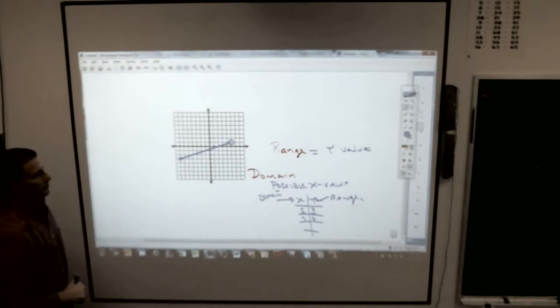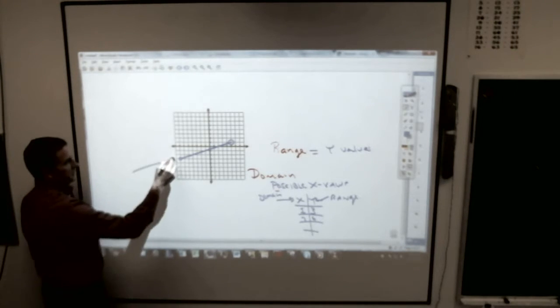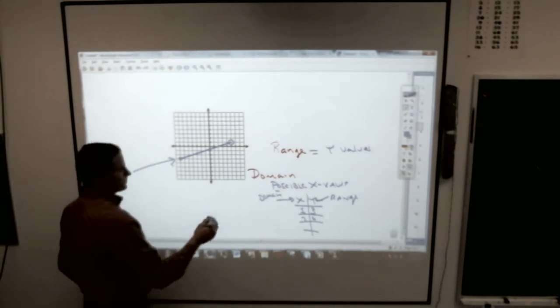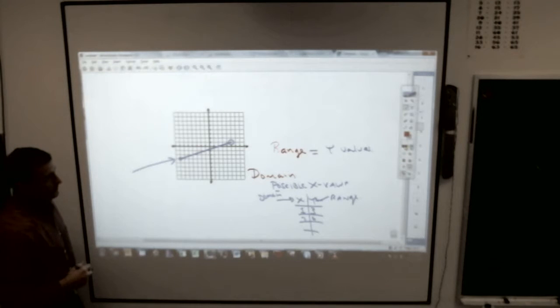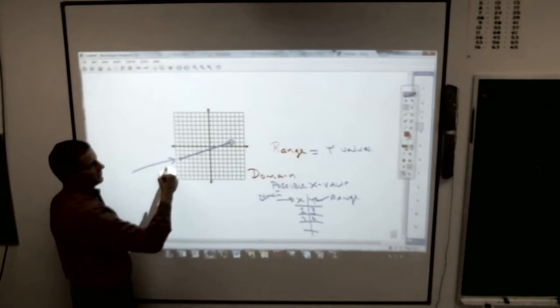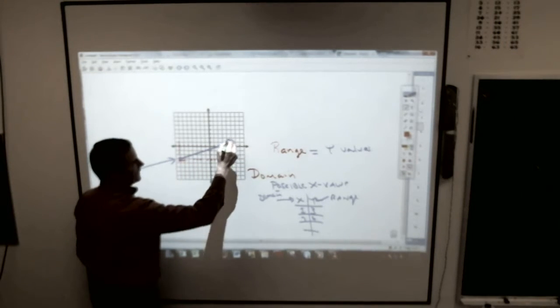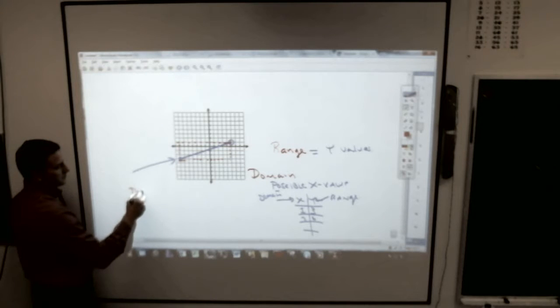Now, when you talk about a graph, you are sometimes asked to give the domain and the range. The first way we're going to do it is with inequalities. Now here, the best way I can explain this is to think about drawing a rectangular box around all the parts that gives you.